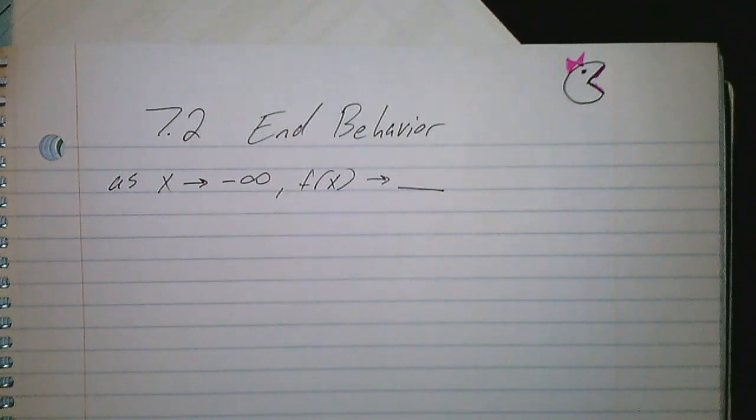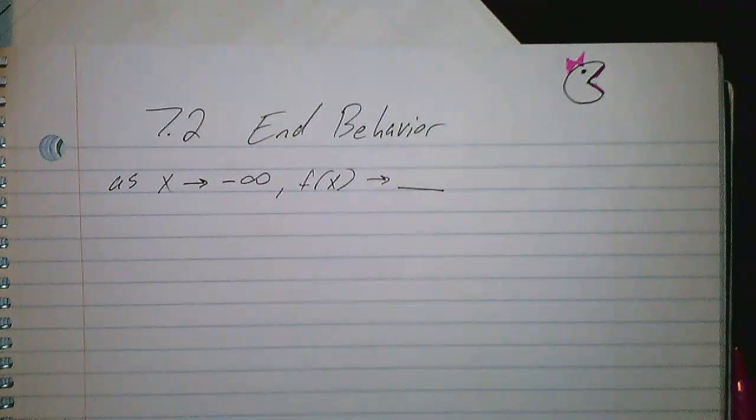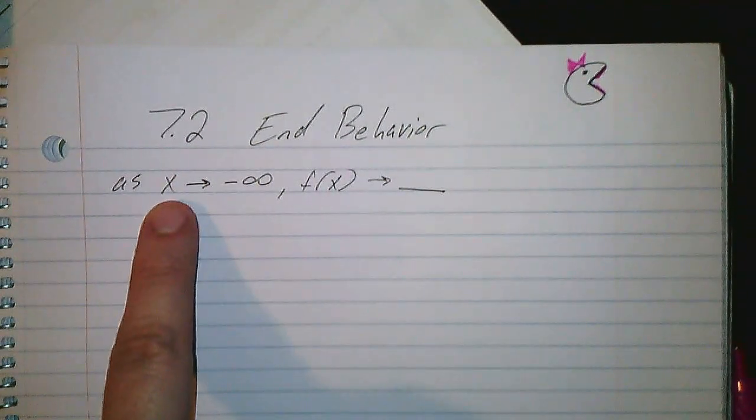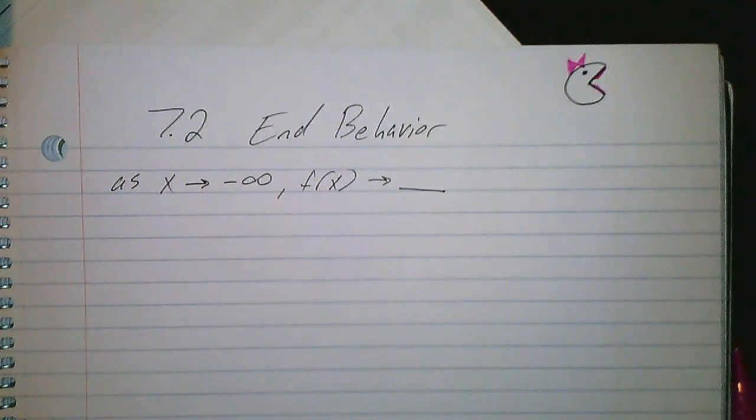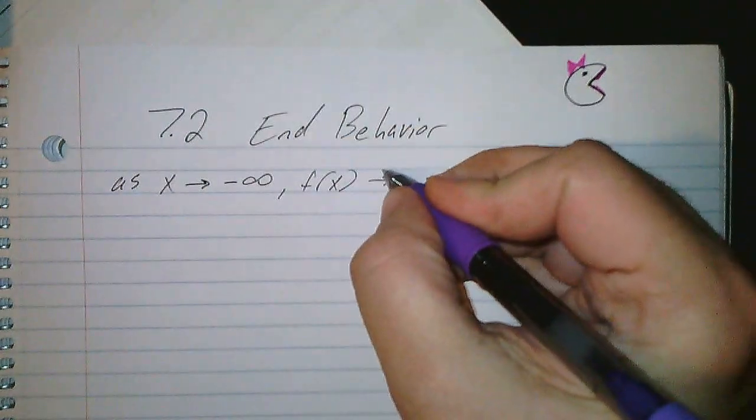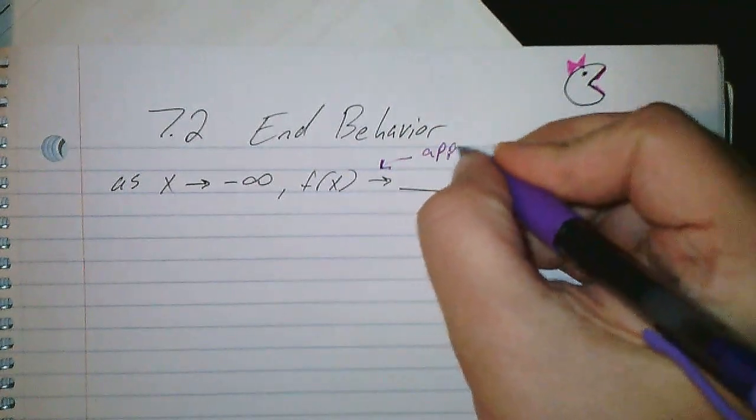All right. Let's look at the first half of section 7.2, just talking about end behavior. First of all, let's talk about what this notation means. You'll see something like this, and this is read as x approaches negative infinity, f of x approaches blank. So again, this arrow here is the word approaches.